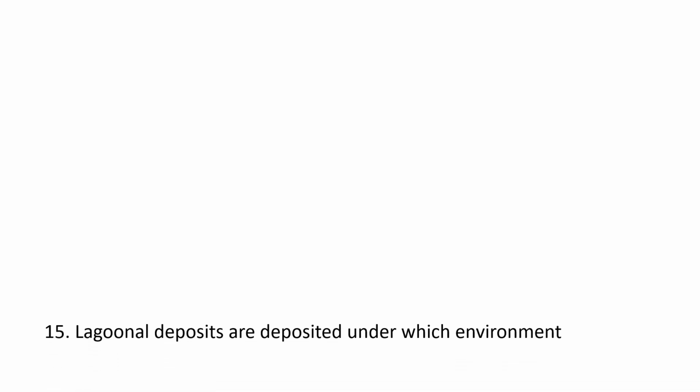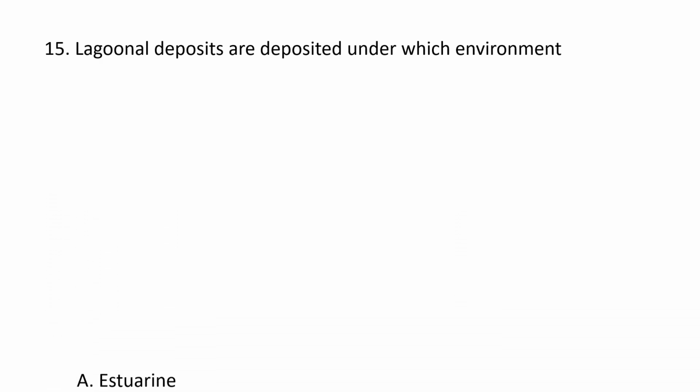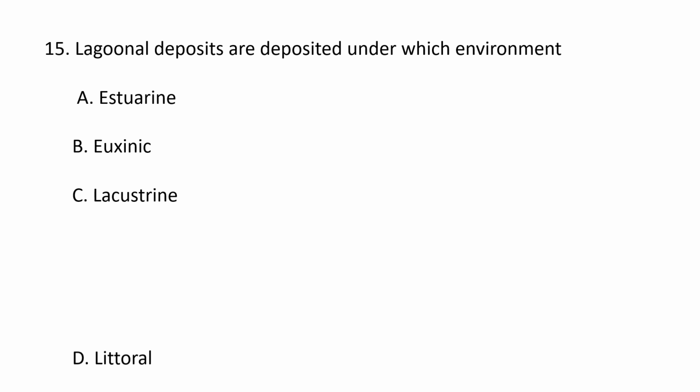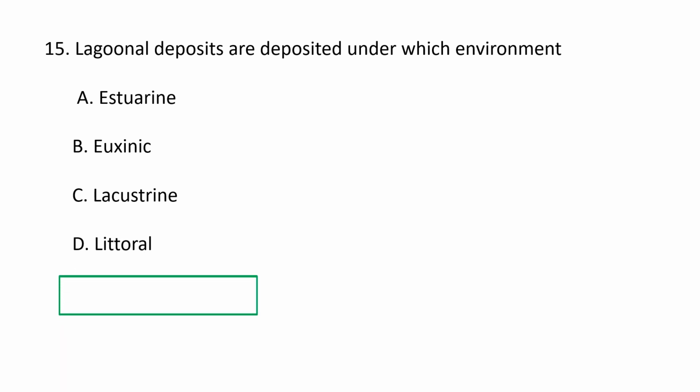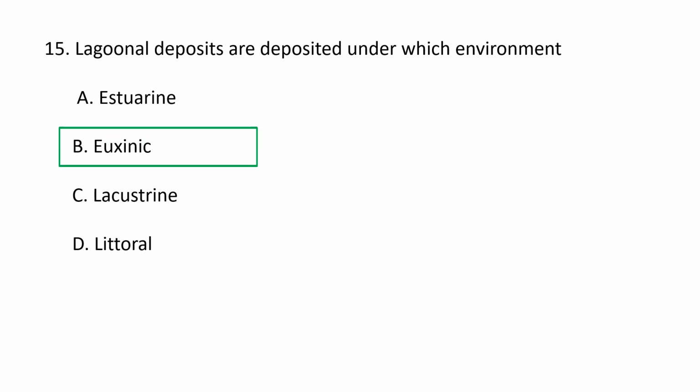Next question. Lagunal deposits are deposited under which environment? A. Estuarine, B. Euxinic, C. Lacustrine, and D. Littoral. So lagunal deposits are deposited under euxinic environment. B is the correct option.